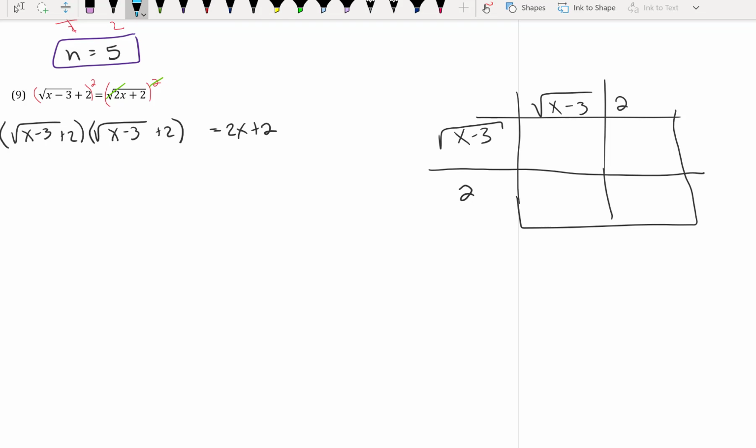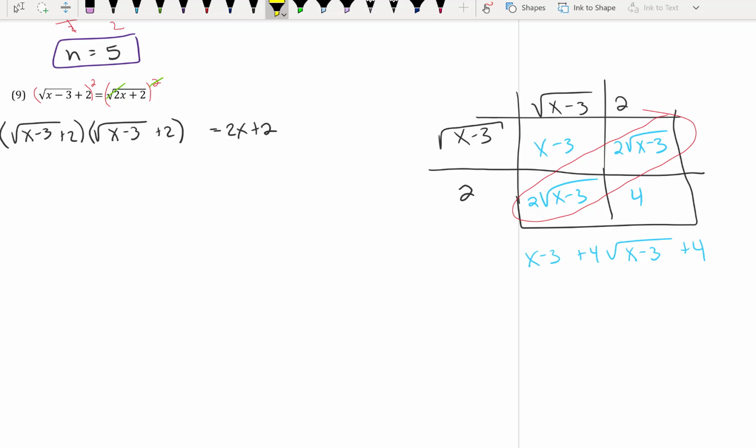That's not a problem. So here I have square root x minus 3 times the square root of x minus 3, which just cancels out the square roots, so you're just left with an x minus 3. Here I have 2 square root x minus 3. Same thing in this square, and 2 times 2 is 4. So at the very least, I can combine these two, so I can have x minus 3 plus 4 square root x minus 3 plus 4. And then from here, I can see that this negative 3 and this positive 4 can add together. So negative 3 plus 4 will give you a positive 1.